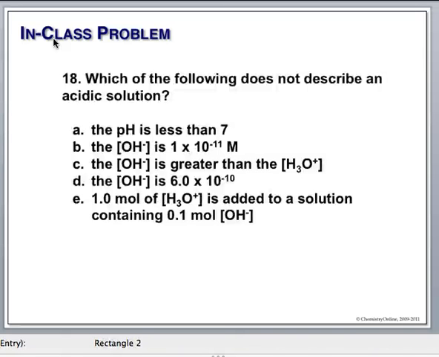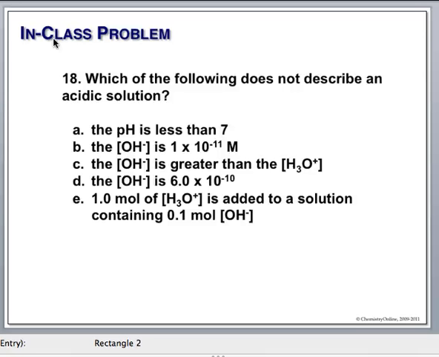Which of these does not describe an acidic solution? If the pH is less than 7, is it acidic? Absolutely. If hydroxide was 10 to the minus 11, what would hydronium be? 10 to the minus 3. That's acidic.